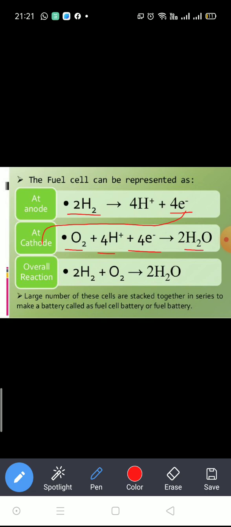So if we want to write the overall reaction, then we need to add these two equations, that is the reaction which is taking place at the anode and the reaction which is taking place at the cathode. Okay, now if we add these two reactions, what will we find? These 4 electrons are cancelling, 4 hydrogen positive, 4 hydrogen positive. So finally, what is left in the reaction? 2H2. So it is written here.